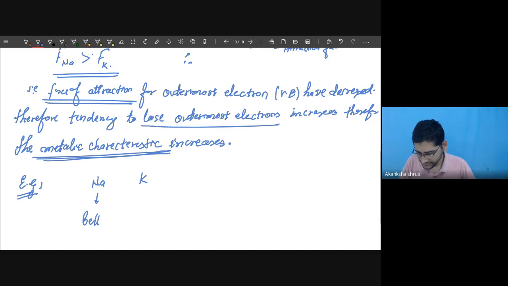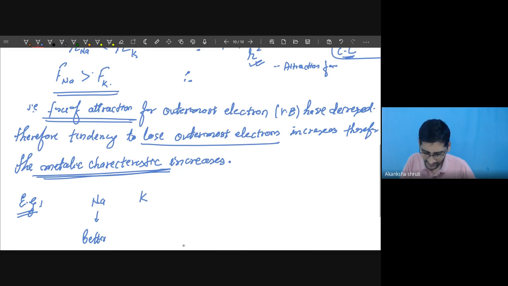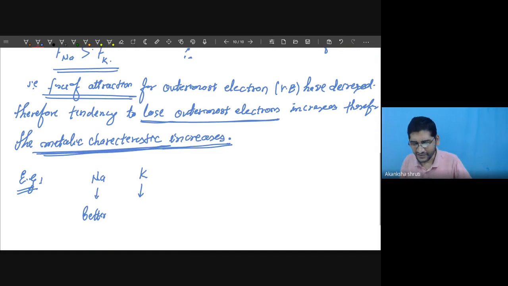Correct? Sir, potassium. That's why I'm asking. You people are, it means, sleeping. I have written here moving down. It means the bigger the size of the atom, that will be the better metal, that has better metallic characteristic. Metallic characteristic itself means the tendency to lose electrons. So here we shall write potassium is the better metal. Get it? So we can arrange the elements in order of their metallic characteristic.